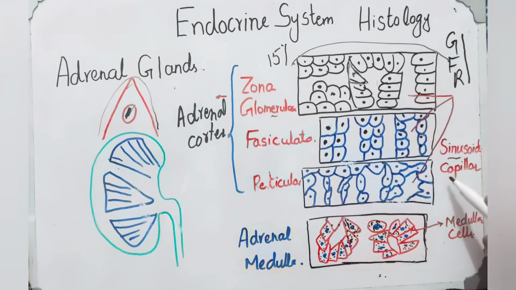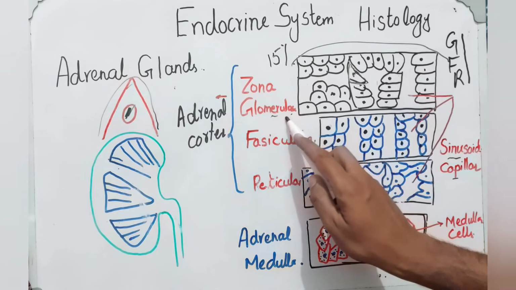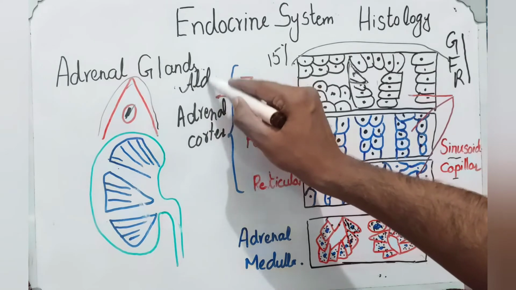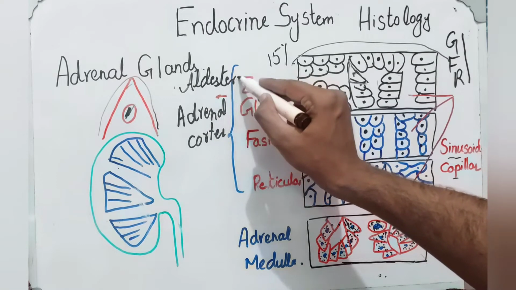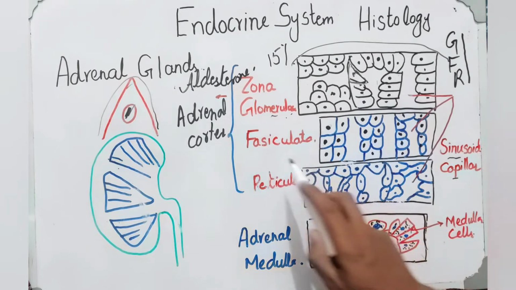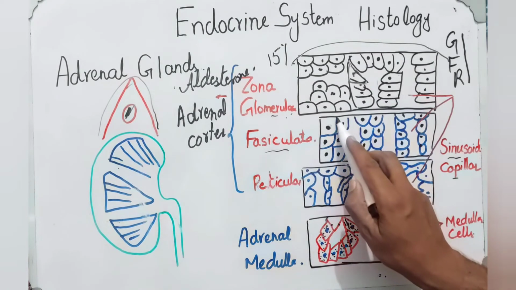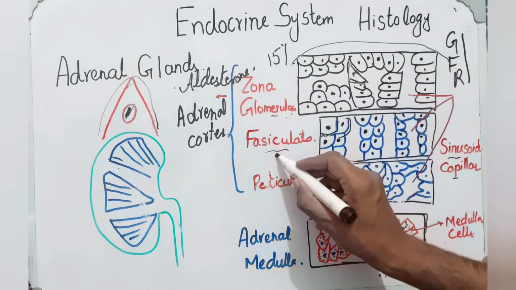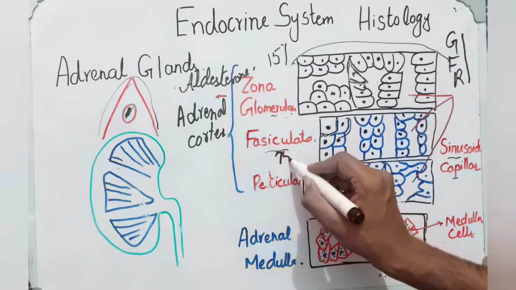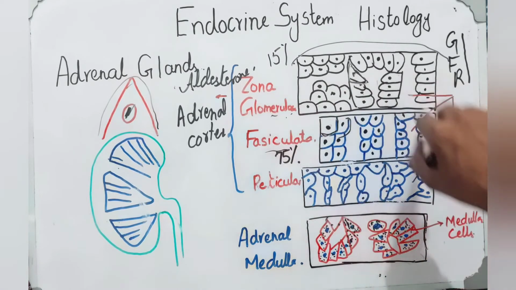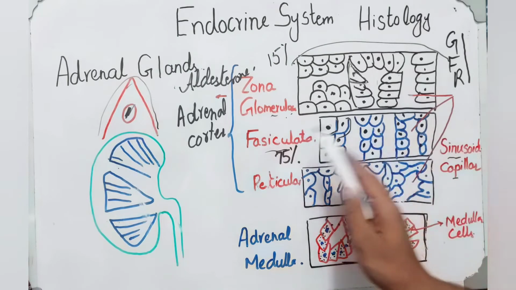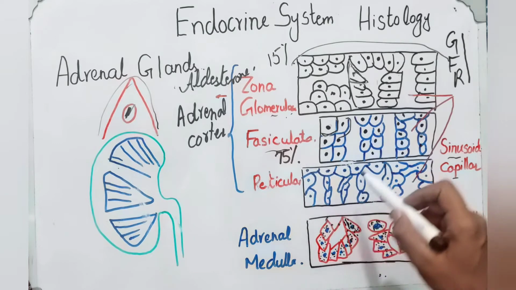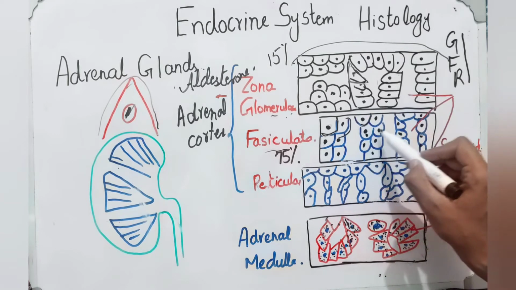These are the sinusoidal capillaries. This part mainly releases the mineralocorticoid aldosterone. Aldosterone is released by the zona glomerulosa. Now the most important is the zona fasciculata. These are polyhedral shaped cells, and they make up 60 to 75% of the cortex, the thickest layer of the adrenal cortex. Then, two nuclei are also present in some cells.